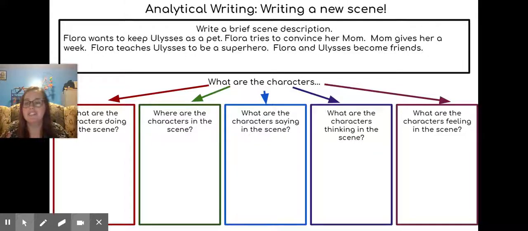I want Flora to teach Ulysses how to be a superhero because Flora loves the comic books, The Amazing Incandesto. And we saw that Ulysses now has some pretty super squirrel strength. So I want that to be a part of my story too. And while Flora teaches Ulysses to be a superhero, I want Flora and Ulysses to become friends.